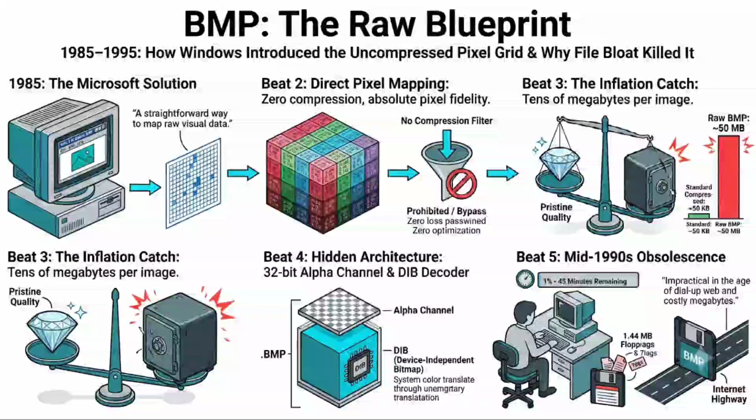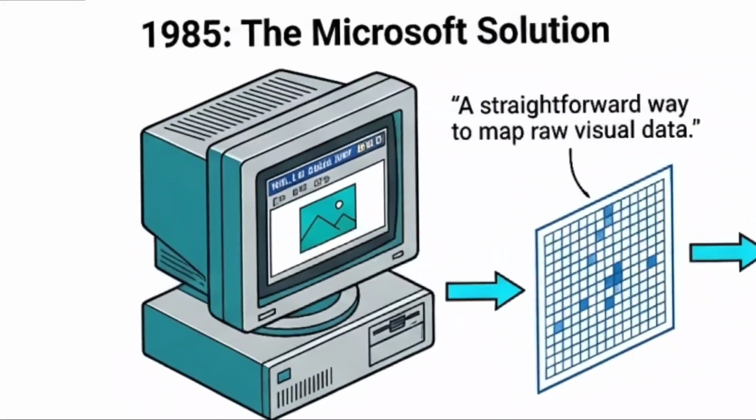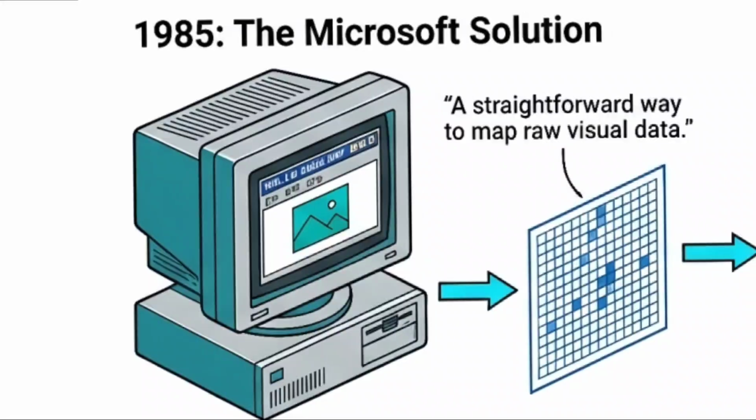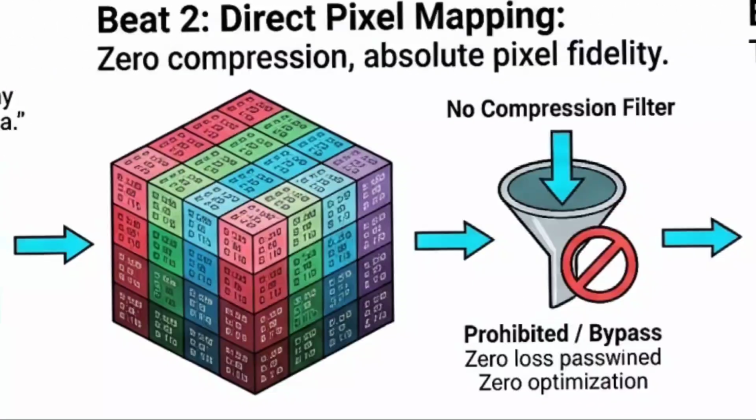BMP, the raw blueprint. When Microsoft rolled out the original version of Windows back in 1985, computers needed a straightforward way to record image data. Their solution was the bitmap, or BMP, about as unrefined as digital files get. It simply maps out the color of every single pixel in a linear sequence, skipping compression almost entirely. Nothing is simplified or discarded.